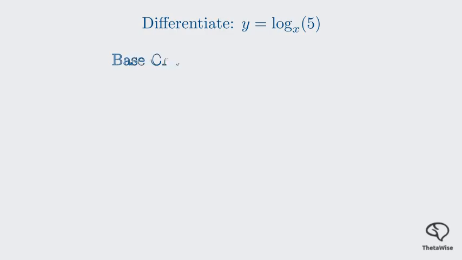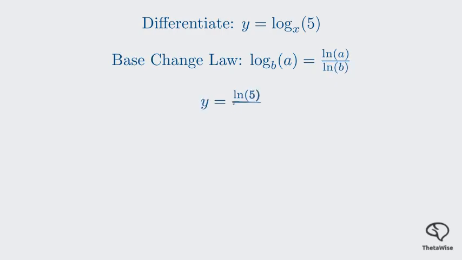The change of base law states that log base b of a is equal to ln a divided by ln b. Applying this to our problem, we get that y equals ln of 5 divided by ln of x. Now, this looks like a job for the quotient rule. However, notice that the numerator, ln of 5, is a constant.